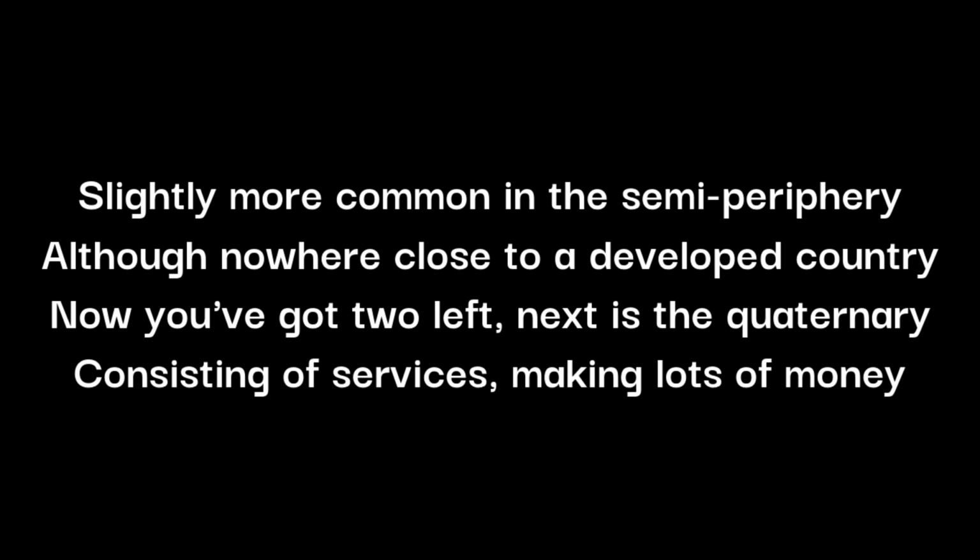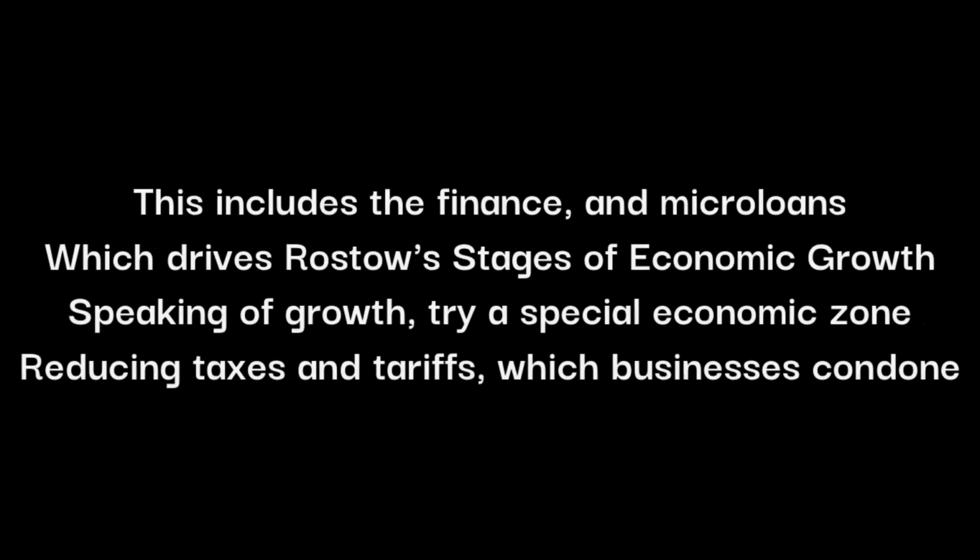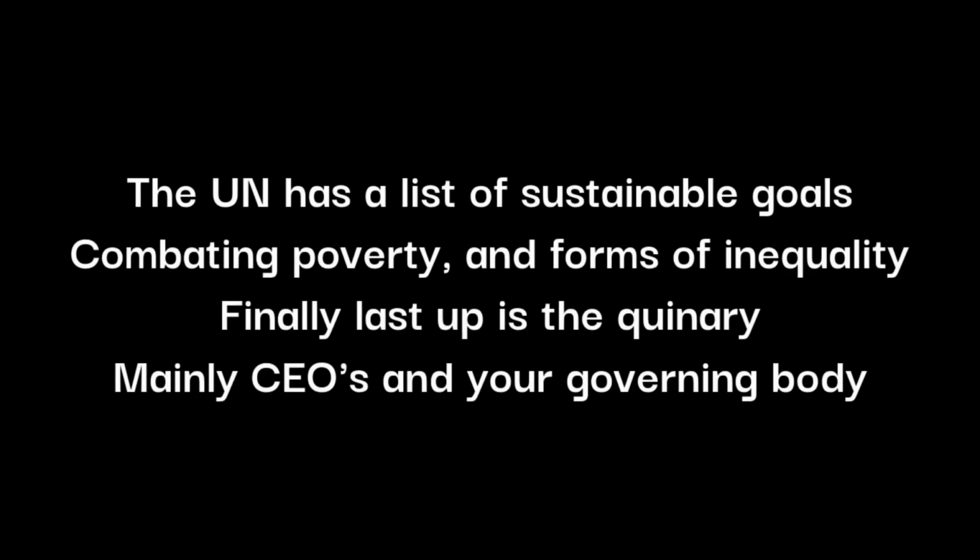Next is the quaternary, consisting of services making lots of money. This includes the finance and microloans, which drives Rostow stages of economic growth. Speaking of growth, try the special economic zone, reducing taxes and tariffs, which businesses condone. The UN has a list of sustainable goals, combating poverty and forms of inequality. Finally, last up is the quinary, mainly CEOs and your governing body.